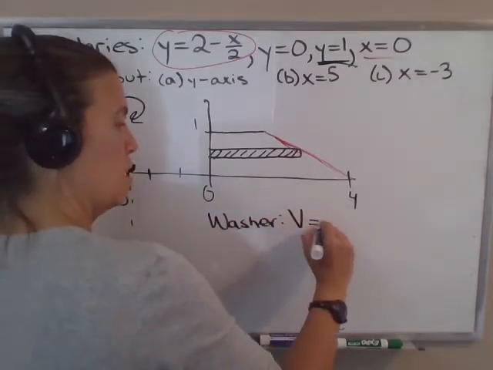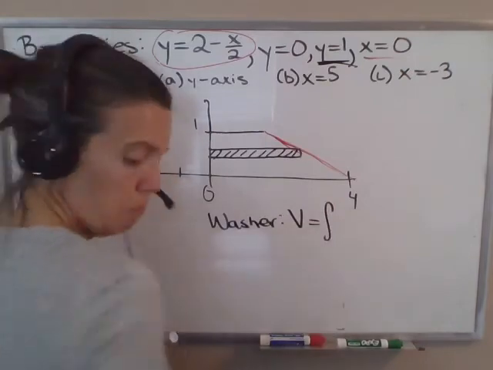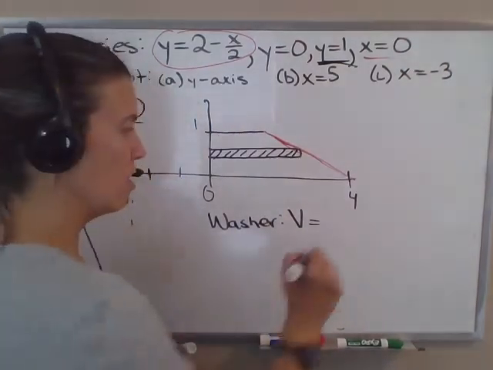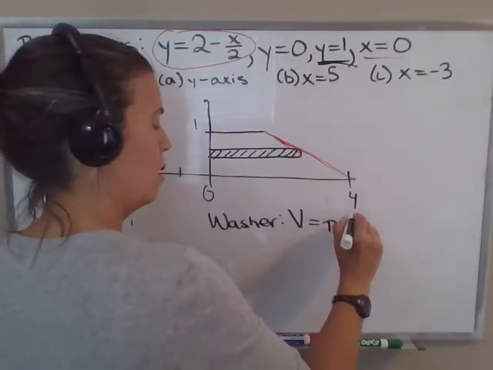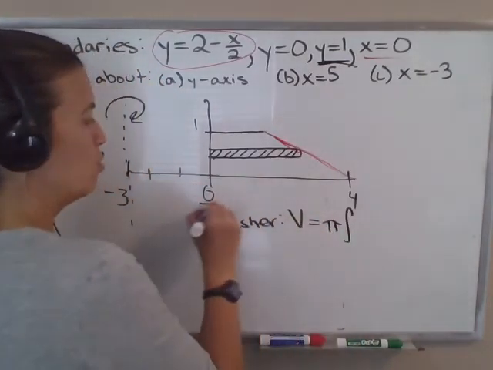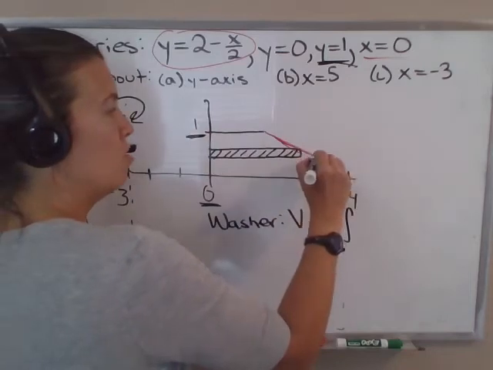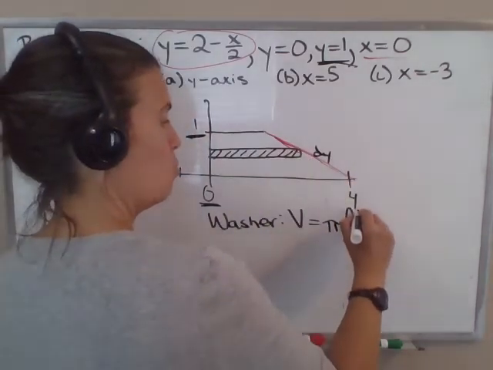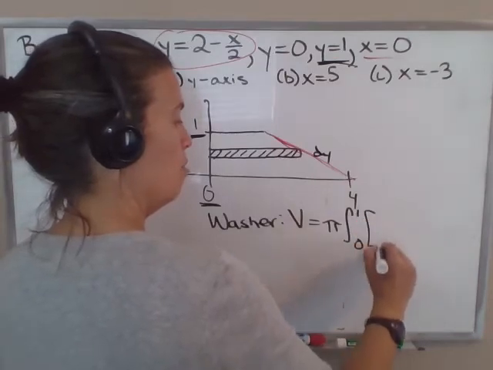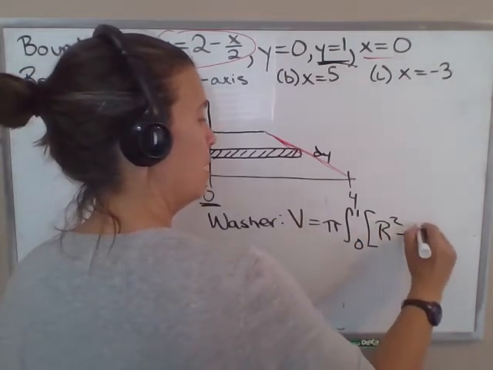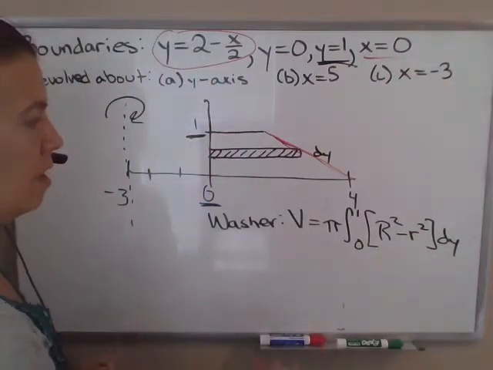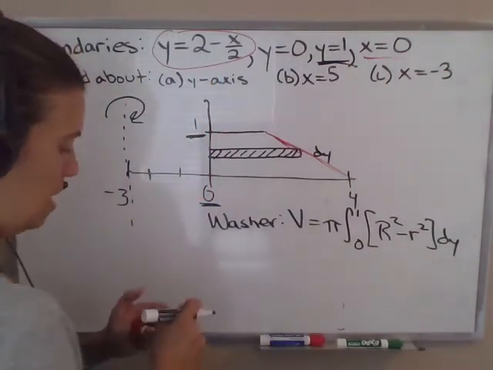The formula for washer method is the integral, forgot the pi out front. The pi could go inside or outside the integral; I like to write it outside. As y goes from 0 to 1 again, because this is going to be an integral in terms of y, because it's a horizontal rectangle. So the integral as y goes from 0 to 1 of outer radius squared minus inner radius squared, integrated with respect to y. So that's the plan. We need to find the outer radius and the inner radius.